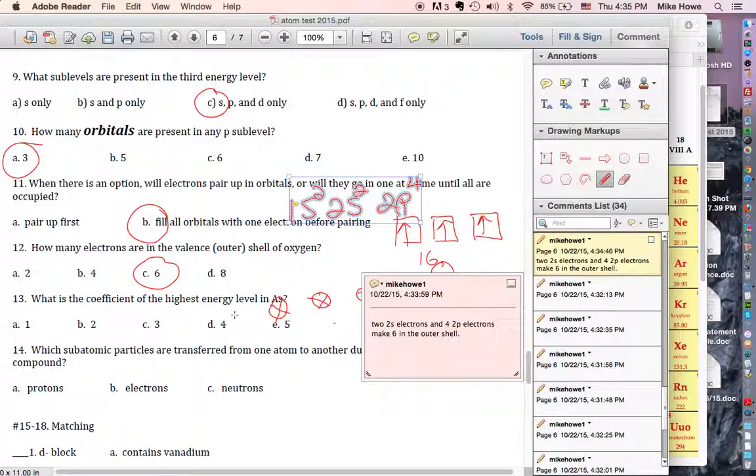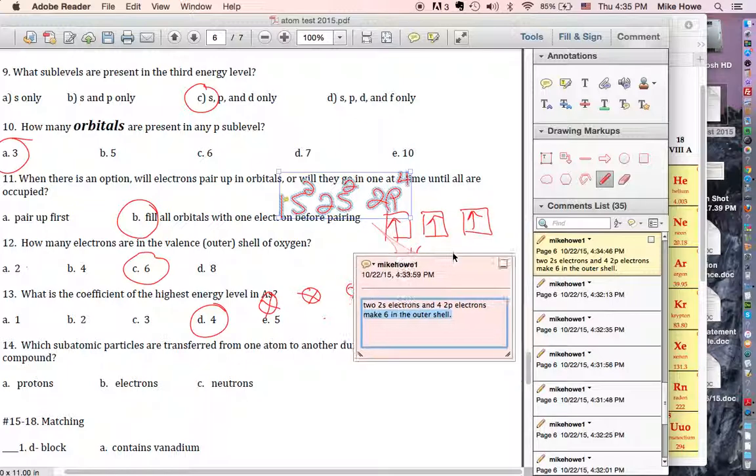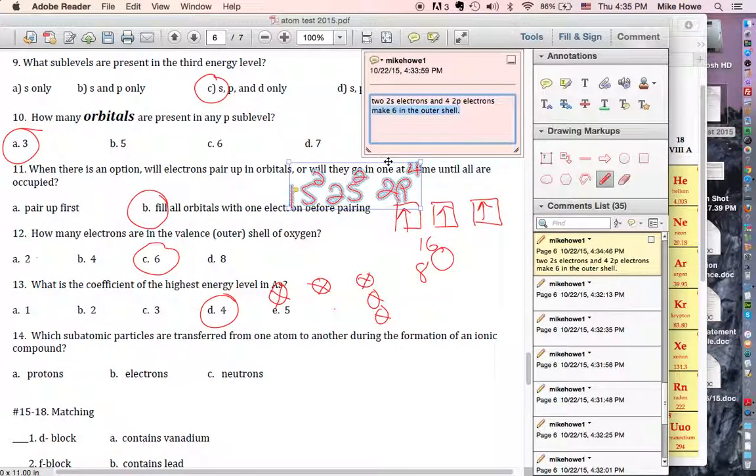So number 13, 4. All right, which subatomic particles are transferred to each other during a reaction with some other compound? Well, the electrons that interact are on the outside. The part of the atom that interacts with other atoms will be the outside, and electrons are on the outside. So the answer to that one should be electrons.